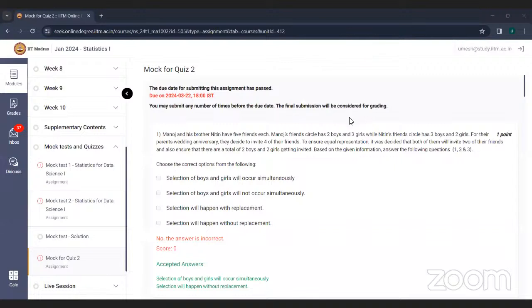Okay. So, why is this simultaneous? Because we have an option to pick the boys from Manoj's side without impacting the picking of the girls from Nitin's. Okay. Any other answer?